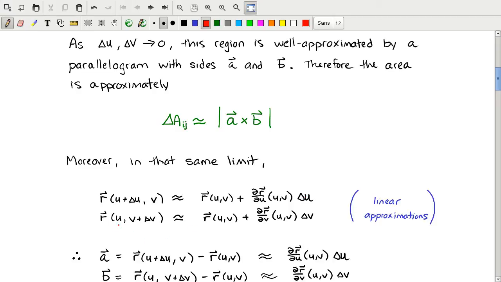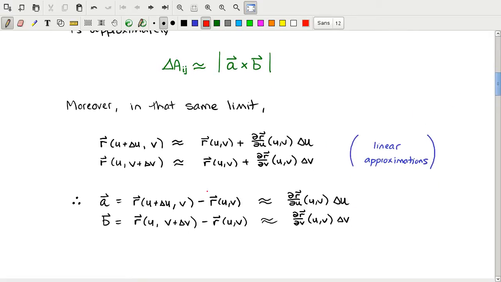Similarly, r at the value u, v plus delta v is approximately r plus the partial of r with respect to v times delta v. This is another linear approximation. And in the limit, these two things become quite accurate.